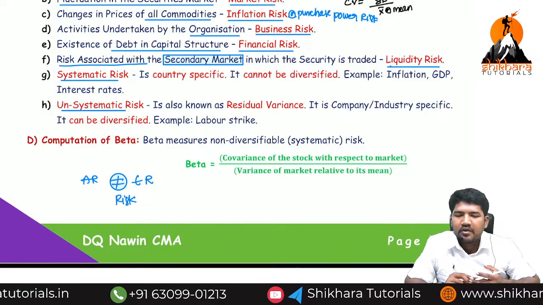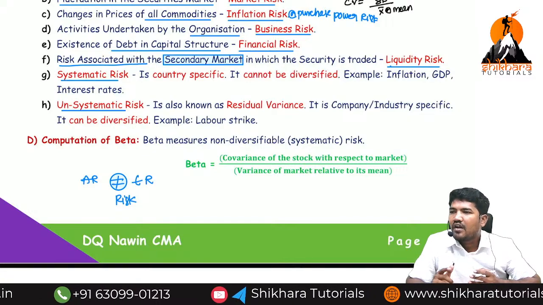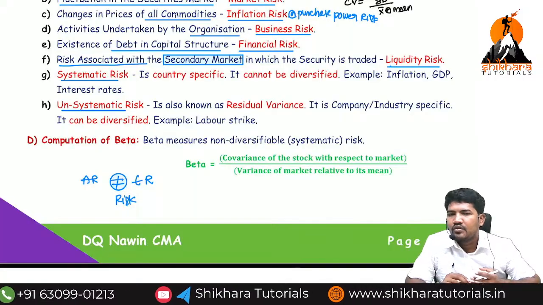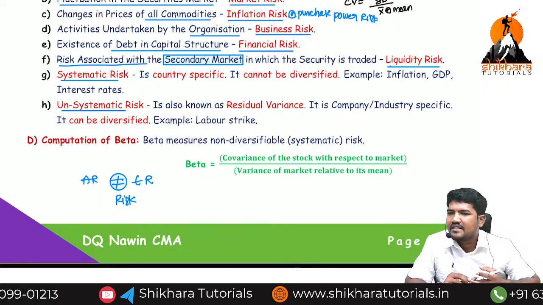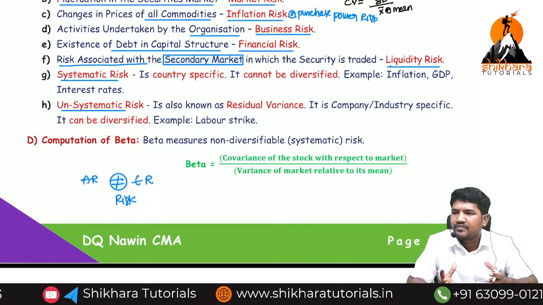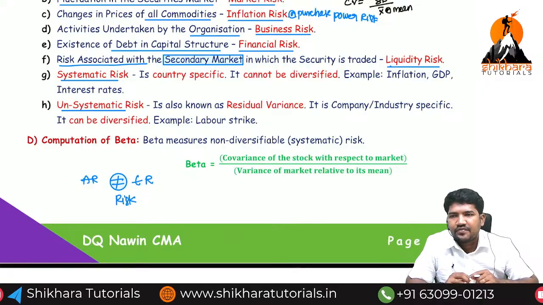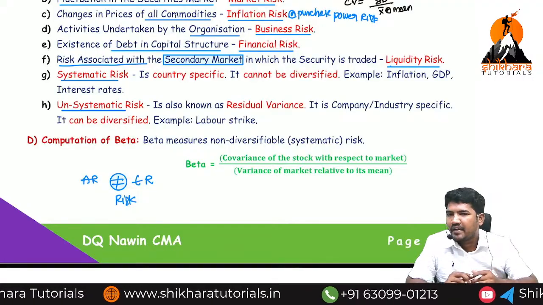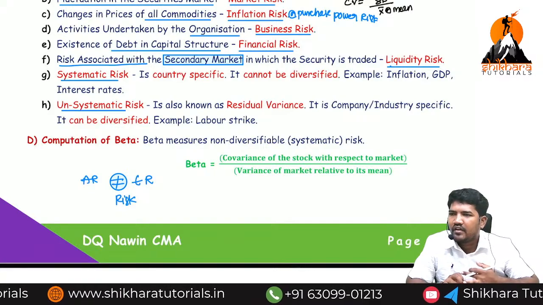Next, you already know systematic risk and unsystematic risk. Which one is controllable, which one is uncontrollable? Systematic is uncontrollable or undiversifiable. We can't diversify it. When it comes to unsystematic, we can control or diversify. Guys, clear? Why? Because systematic risk talks about the entire industry or entire country. That's why it's called country specific. Unsystematic risk talks about only your company. That's why it is known as company specific. That you can control.